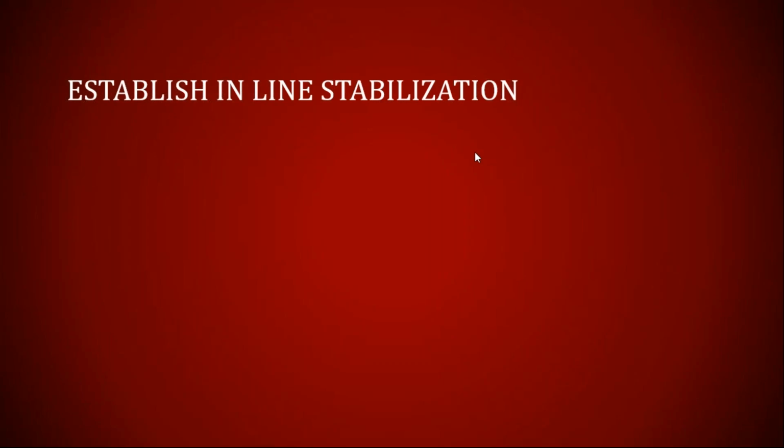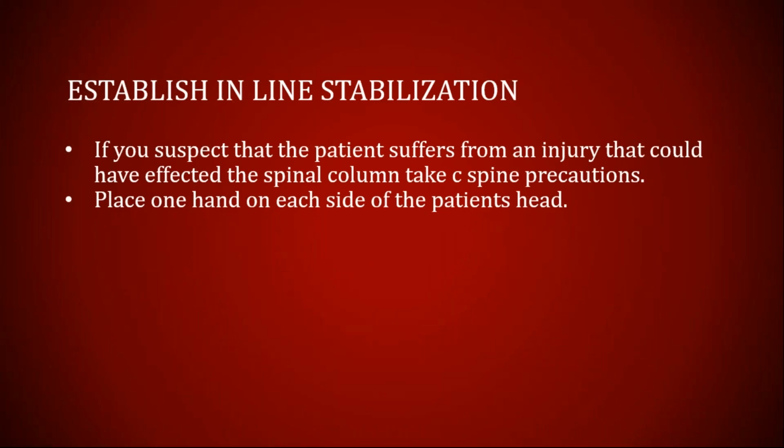So within that scene size up, and then also that general impression, we should be thinking of initializing our inline stabilization. If we've identified that the patient has suffered a traumatic injury or a possible traumatic injury in which the spinal column was affected, we're going to immediately establish inline stabilization utilizing one of our personnel on scene. That person is going to take one hand on each side of the patient's head and make sure that the patient doesn't move at all. So we're not really treating the injury, but we are preventing any further injury from occurring when we maintain that inline stabilization.